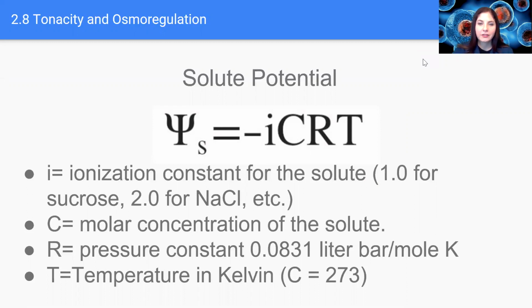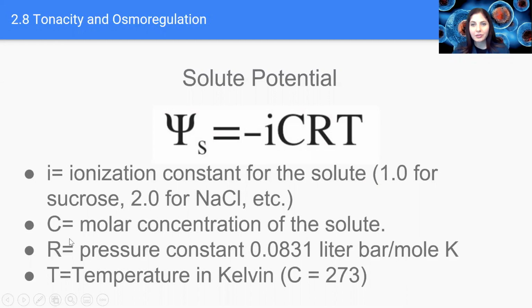You plug your numbers into the equation to get the correct answer. So for our solute potential, we have solute potential equaling negative iCRT. I stands for the ionization constant of the solute. For example, the ionization constant of sucrose is 1. The ionization constant of sodium chloride is 2, and so on and so forth. The C stands for the molar concentration of the solute itself. This is a factor that will actually be given to you. And then R stands for the pressure constant. This will remain the same, and it will be 0.0831.